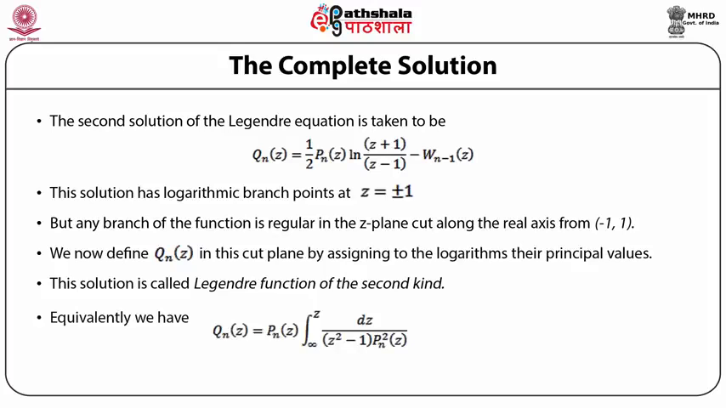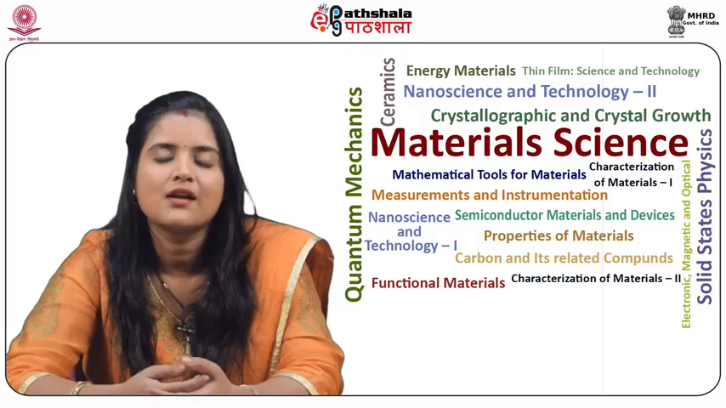Equivalently, we have Qn of z is equal to Pn of z multiplied by the integral over z going from infinity to z of dz divided by (z square minus 1) into Pn square of z. While evaluating this integral, the path should not cross the cut from minus 1 to 1.